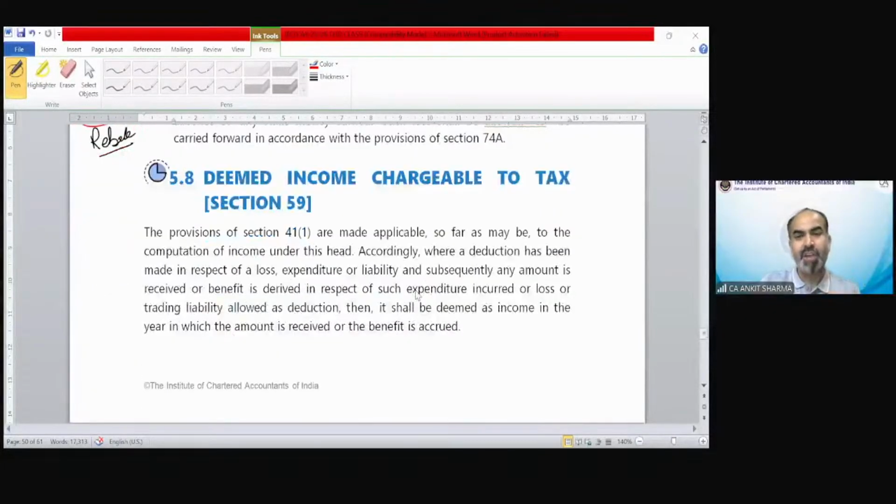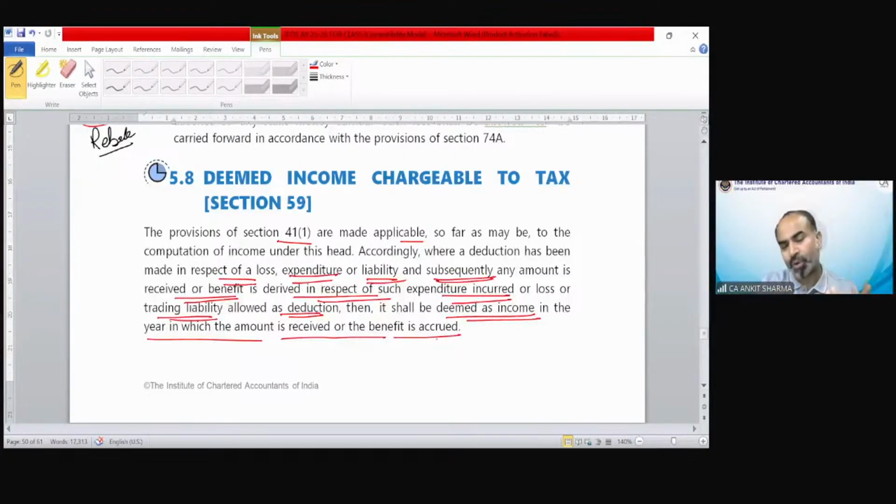Deemed income chargeable to tax. The provision of section 41(1) says that if you claim any loss under income from other source, any expenditure or liability, and subsequently any amount is received or benefit is derived in respect of such expenditure incurred or loss or trading liability allowed as deduction, then it shall be deemed as income in the year in which the amount is received or the benefit is accrued.